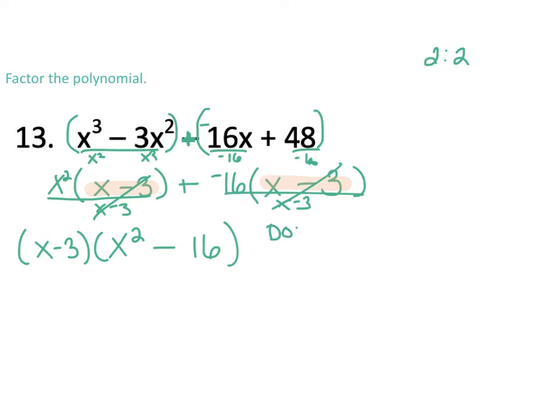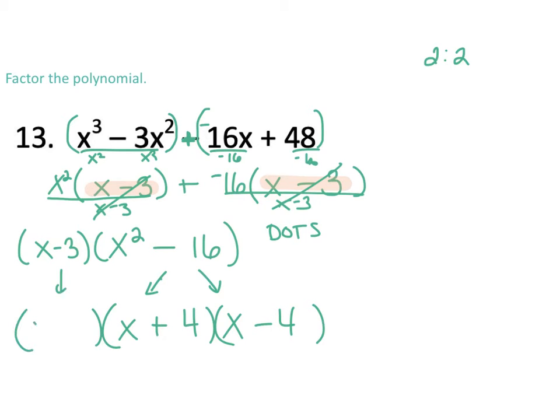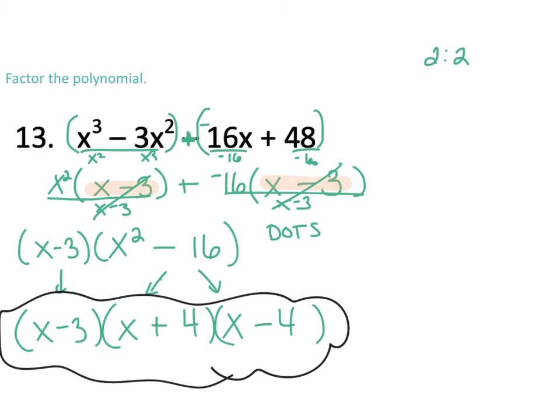The difference of two squares would factor into the square root of x squared and the square root of 16. The pattern says one is a plus and the other is a minus, and don't forget to bring down this first x minus 3. So bottom line is, if I would multiply these three binomials back together, I would get the simplified line that I had started with.